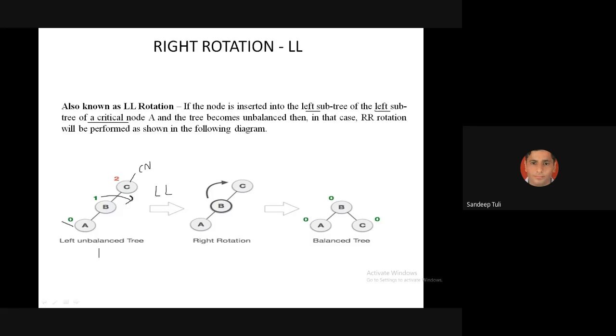ध्यान दीजिए, in right direction, I am rotating it. So B will become the root node and C will become the child of that node. This is my balanced tree for this.